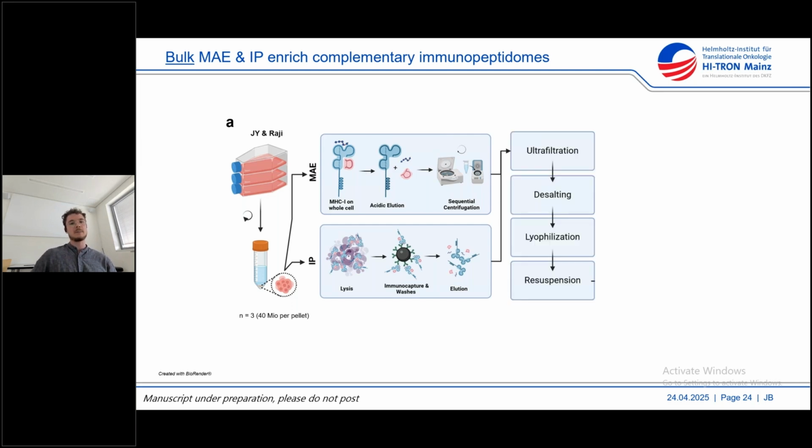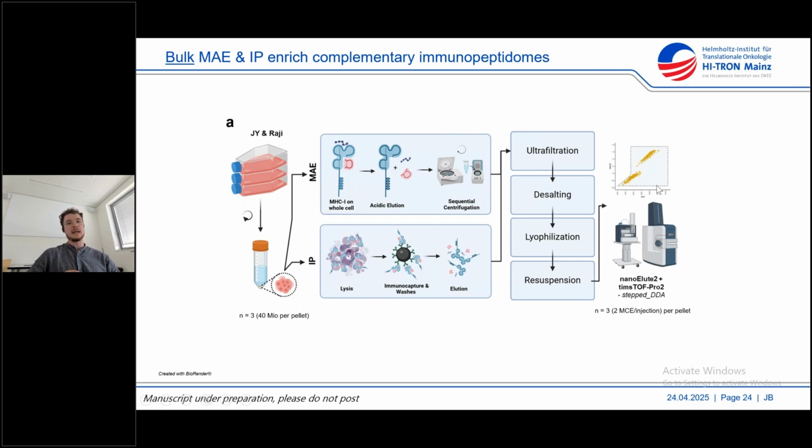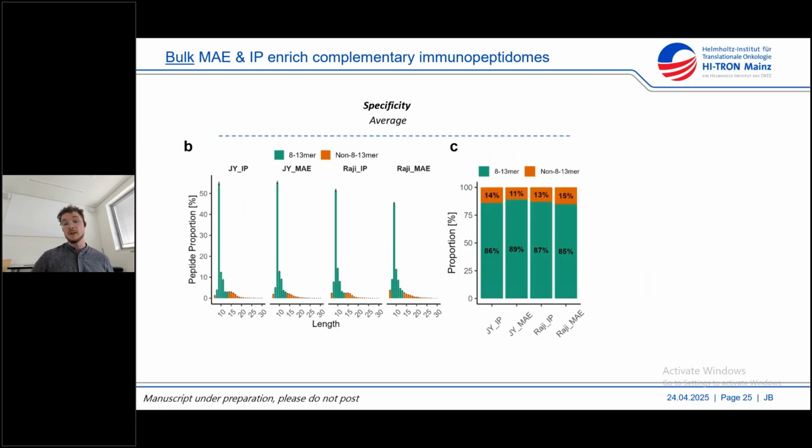We subjected it to the bulk protocol starting from 40 million cells per pellet and injecting it 3 times with this step DDA-PASEF method, again, to also select potential precursors that are outside the range of 8 to 13 mers for unbiased comparison. What we found here is that irrespective of mild acid elution or immunoprecipitation for both JY and Raji, we had a really nice enrichment of 8 to 13 mers.